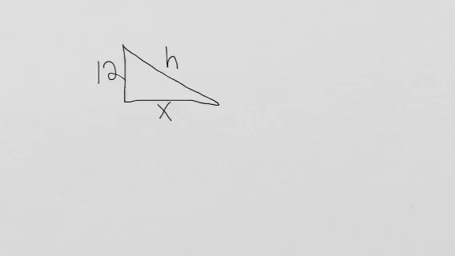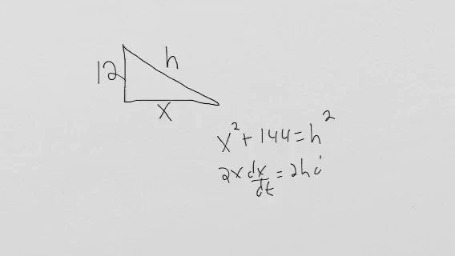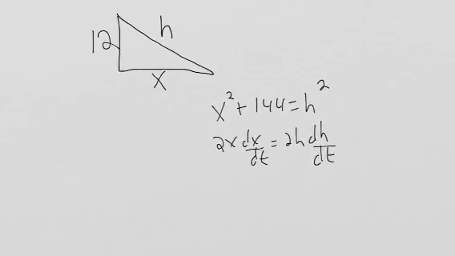So again, we remember that we related the variables by saying x squared plus 144 equals h squared. So then 2x dx dt equals 2h dH dt. Remember, the derivative of that 144 is just 0, because the derivative of a constant is 0. Remember, this 12 is not changing at all, so its derivative is 0. It's just staying the same. There's no rate of change. Okay, so we want to find dH dt, so we have to use our given information.